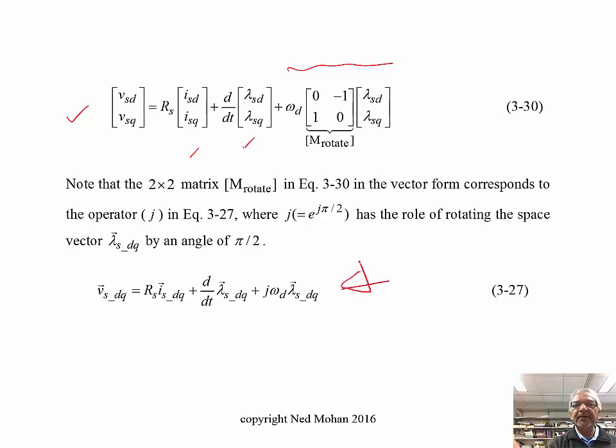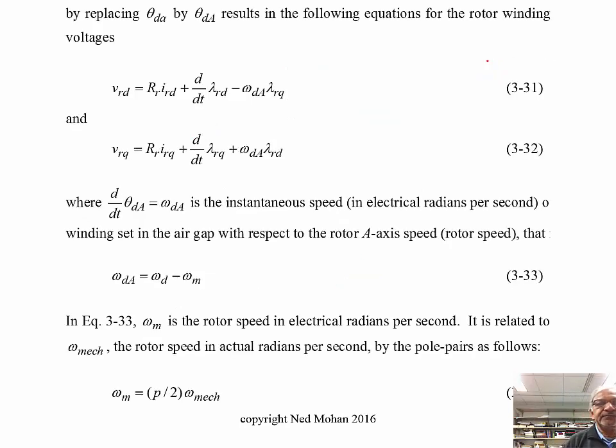So let's not worry about it because this is the equation we are going to use. Okay. As we saw early on, we can do the same thing in the rotor. If you separate the real and imaginary terms, we have these two equations here, where the time derivative of theta dA is omega dA. That is the instantaneous speed of the winding set in the air gap with respect to the rotor A axis.